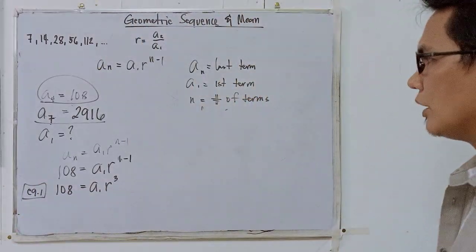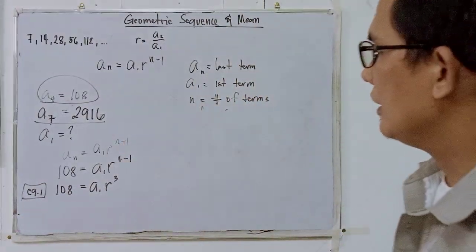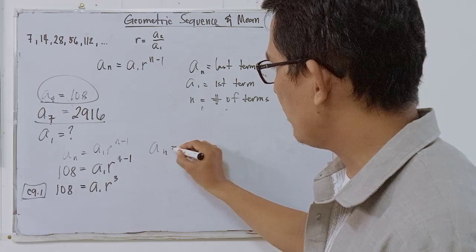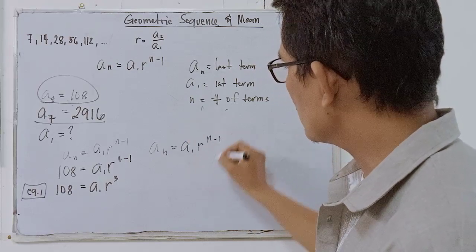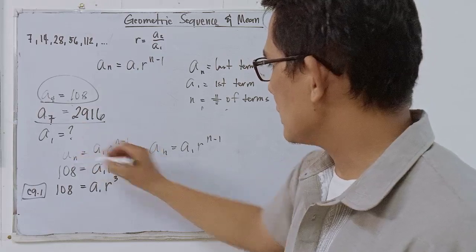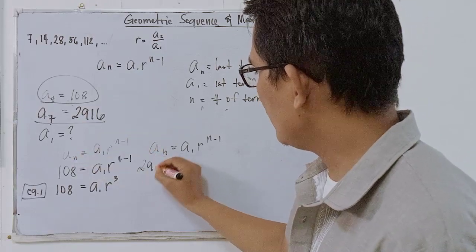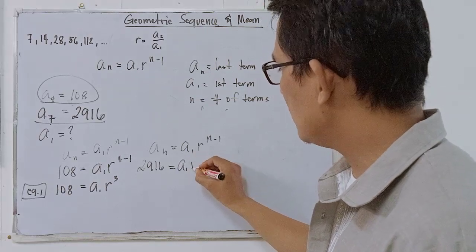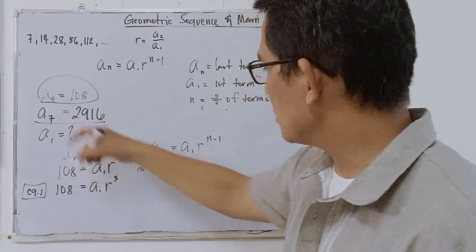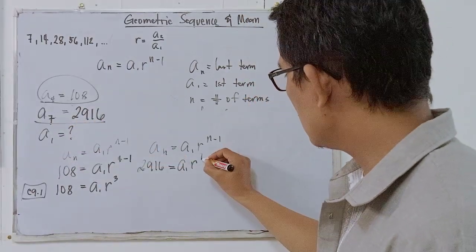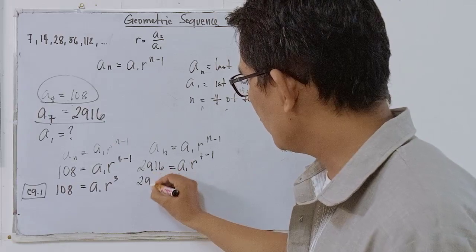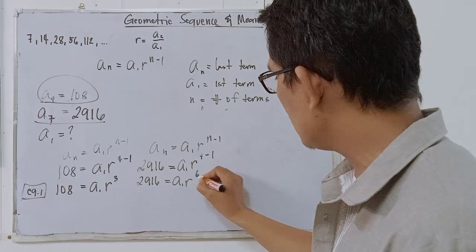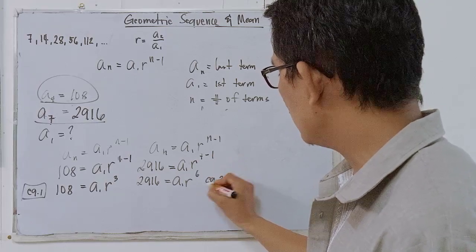Let us proceed solving for our equation number 2 by using our second given, that our a sub 7 is 2,916. Again, use our formula. A sub n is equals to a sub 1 r raised to n minus 1. Our a sub n now is 2,916 is equals to a sub 1 is unknown. Our r is still unknown. N is 7, since 2,916 is the seventh term. So, this is 7 minus 1. Then simplify. 2916 is equals to a sub 1 r, 7 minus 1 is 6. And this is now our equation number 2.